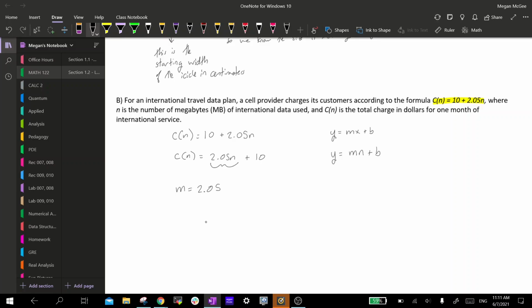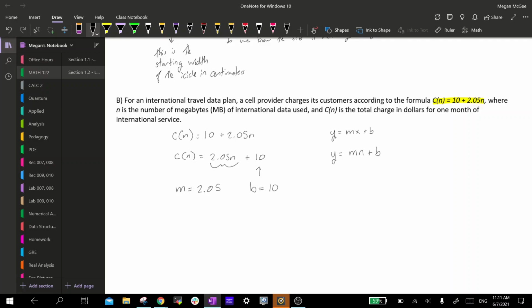Okay. And our intercept is what we are adding or subtracting. It could be a negative number. Okay. B is equal to 10. So that's our y-intercept and our slope. But now again, we need to interpret what these values mean given this situation.